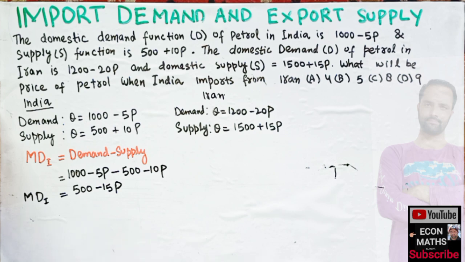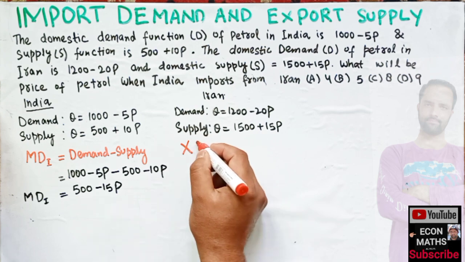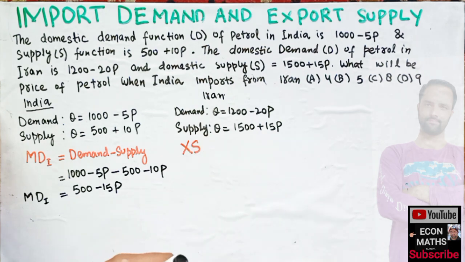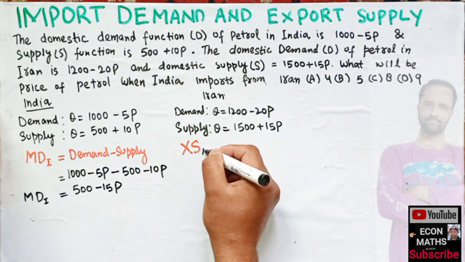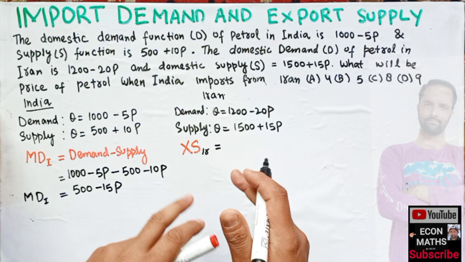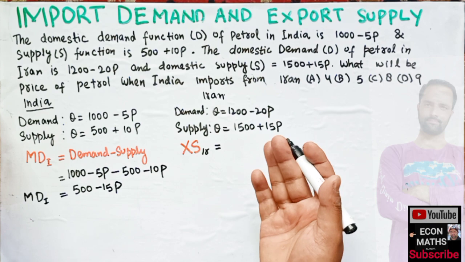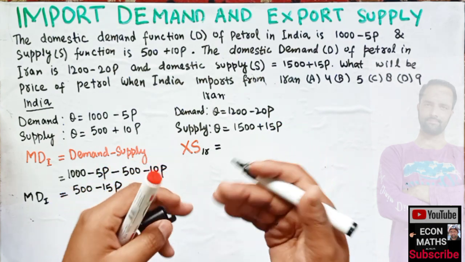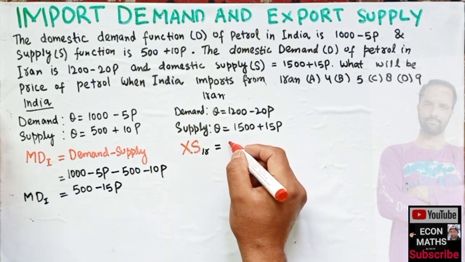Now for Iran, what will be the export supply schedule? Let us denote it by X. How can I differentiate it from this? Let's write it as X subscript IR, where IR is the subscript for Iran. So Iran's export supply schedule is given by supply minus demand whenever the price is above the autarky equilibrium price. Here we will have the opposite one, so we will have supply minus demand.